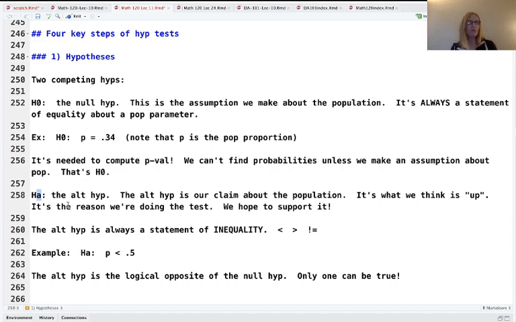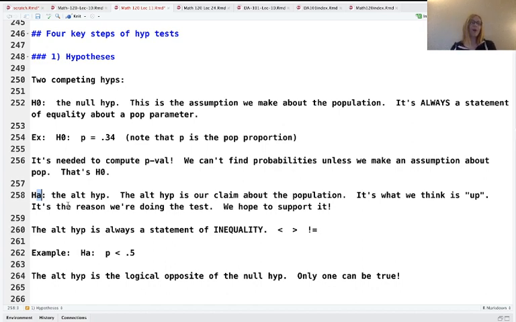In the context of a criminal trial, it's guilty. And the whole reason we're doing this test is because we, the investigators, think that the alternate hypothesis is correct. We're hoping to find evidence that it's correct because that's the assertion that we're making.